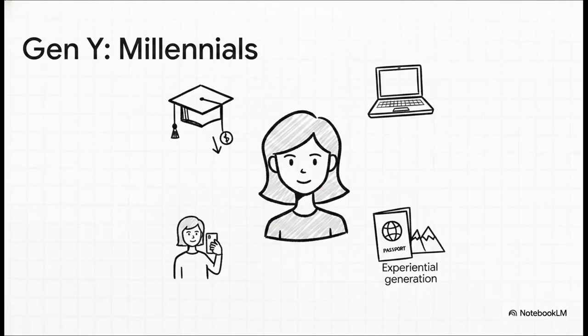Okay, next up, we've got Gen Y, or millennials. Now, they were the first truly tech-savvy generation. They grew up as the internet was growing up. They were sometimes called the me generation, and their values often prioritized experiences, like traveling or dining out, over owning physical assets. And yeah, they were generally more open to taking on debt for things like getting a degree.